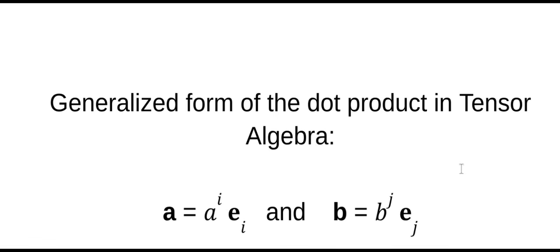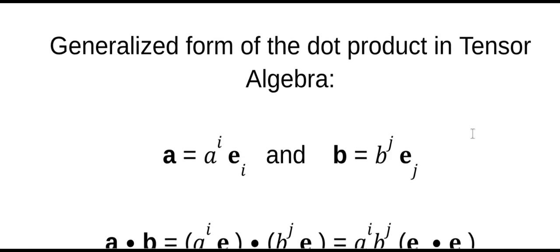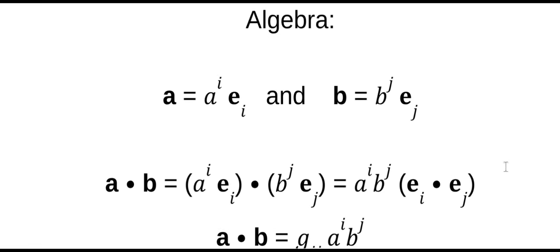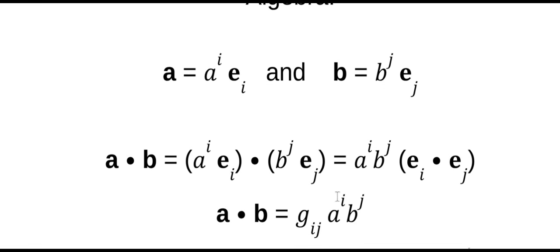All right, so let's take the dot product of those two things. So we would write it like this, A dot B. We could pull the scalars out front, right? We're just left with the dot product of the basis vectors. Well, what is that? We know what that is, don't we? That's the metric tensor, and here it is.